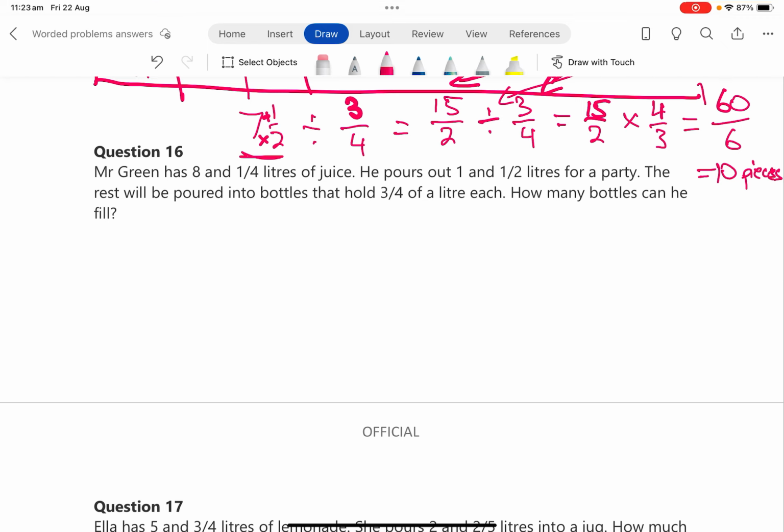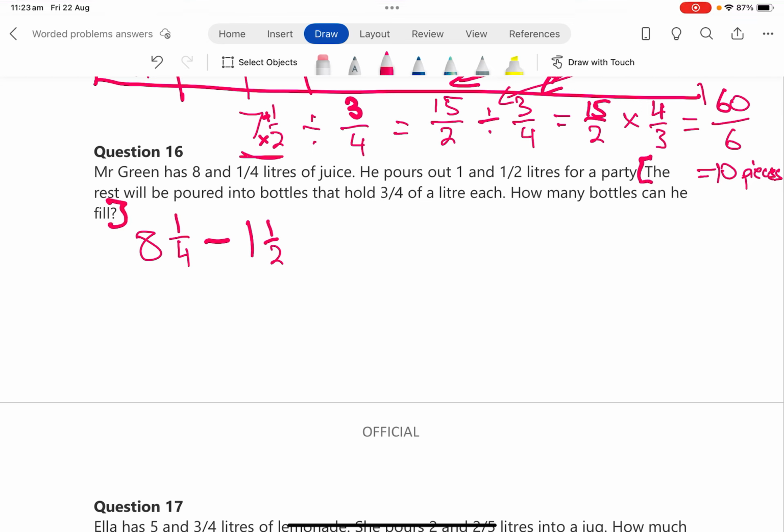All right. Last one on this page. Mr. Green, he's got 8 1/4 litres of juice. Beautiful. He pours out 1.5 litres for a party. Okay, so he's losing 1.5 litres. The rest will be poured into bottles that hold 3/4 of a litre each. How many bottles can he fill? Okay, so this second bit here is actually a second step. So I'm going to address that later.